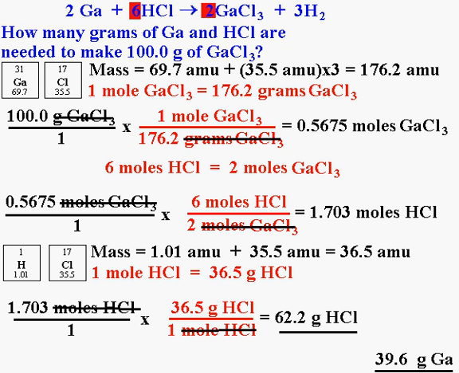You start with grams of a substance in a chemical equation. You convert to moles. Then you use the chemical equation to convert from moles of one substance to moles of another substance. Then once you have moles of the substance you're interested in, you simply convert back to grams.